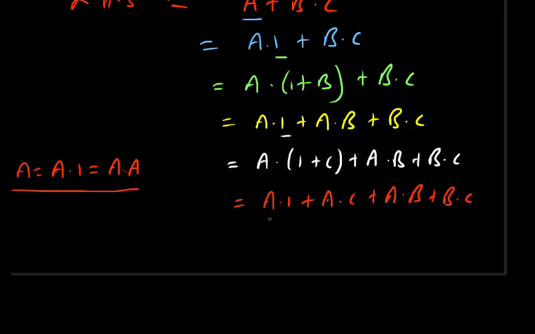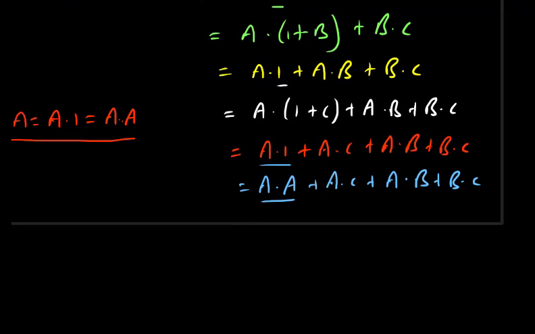So instead of this, I write A and A, and all the remaining things remain the same. This is what I write, B and C. Now I take common. I can take A common, so I'm left with A or C, and here I can take B common. So I get A or C.